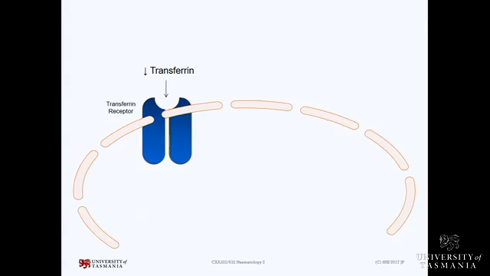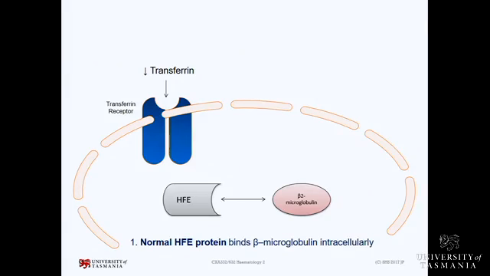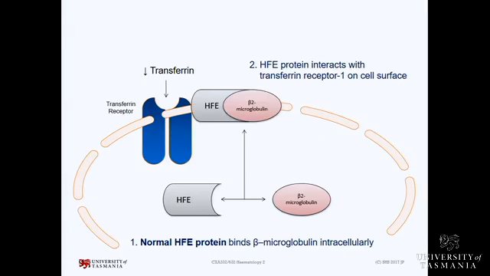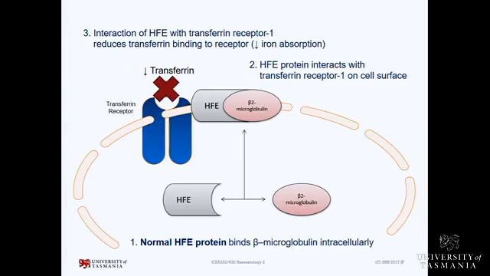Under normal situations, when there is enough ferritin within the cell, then the HFE protein, which is also in the cell, binds with beta-2 microglobulin. And the beta-2 microglobulin, if you like, transports the protein to the cell membrane where it helps it to bind to the transferrin receptor 1 on the cell surface. What this does is reduce the ability of the transferrin receptor to bind to transferrin. And at the same time, once this happens, the HFE protein is released.